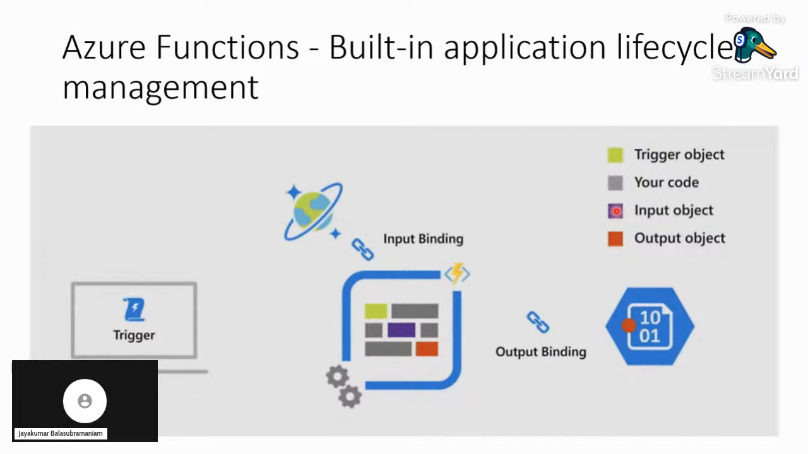Is it possible that it can only be used as triggers and bindings? Can we use this to write some piece of API code? If you are a developer working for maybe 1 year or 6 months, you will definitely come across the word API. API is an application programming interface which connects two different systems.